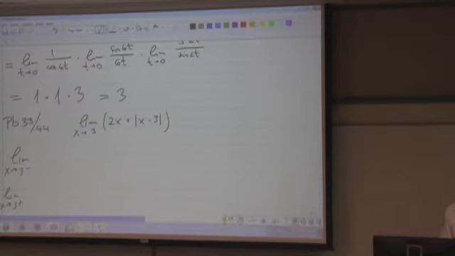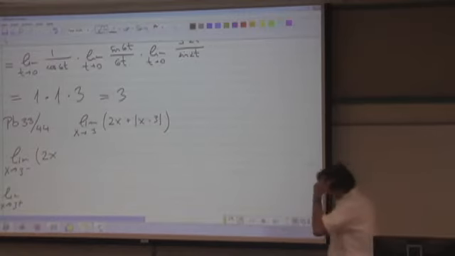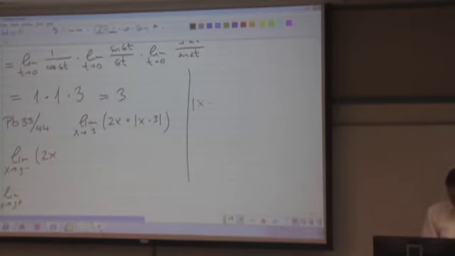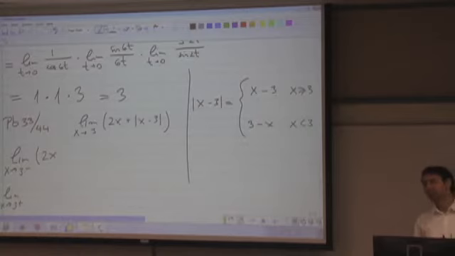Okay, so what is the limit coming from the left? Well, if it's 3 minus, maybe I should come down here, to the side over here, and ask you what's, by definition, the absolute value of x minus 3. It's x minus 3 if x is bigger than or equal to 3, and it's 3 minus x if x is less than 3. Or the negative of that, right? The negative of x minus 3, which is just 3 minus x.